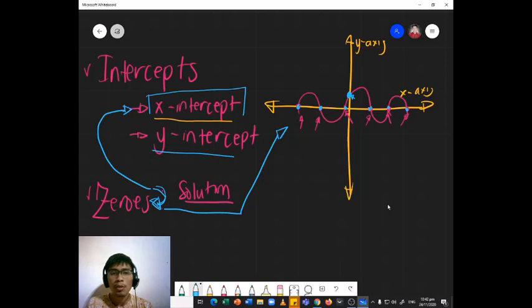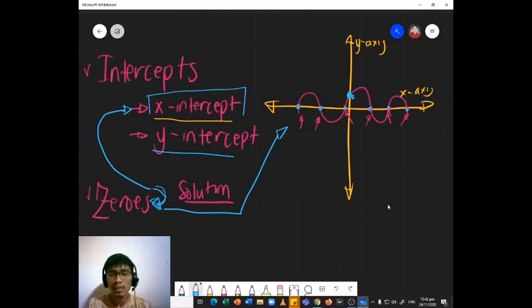Okay, so those are the things that we need to understand. Again, we have intercepts, which touch the x and y axis respectively. We also have zeros of the function, which is called the solution, and that is not just similar, it is the same as the x-intercept, ladies and gentlemen. So these are the things that we need to familiarize ourselves with.